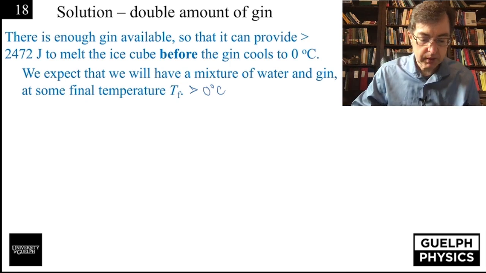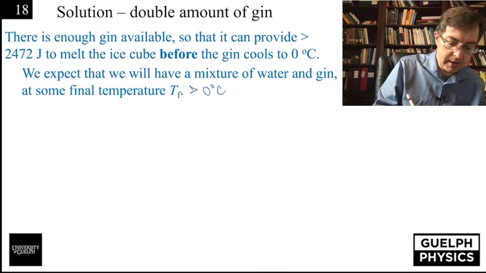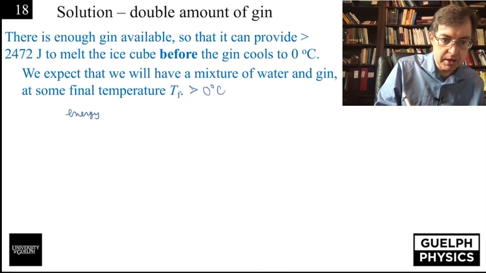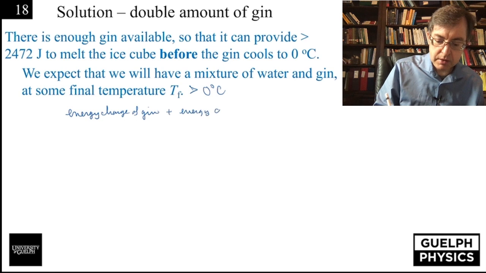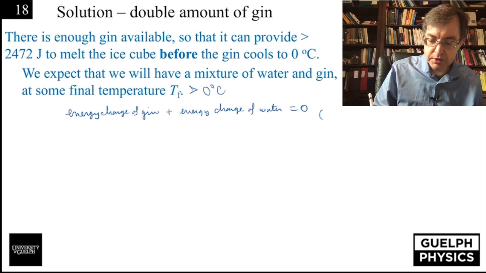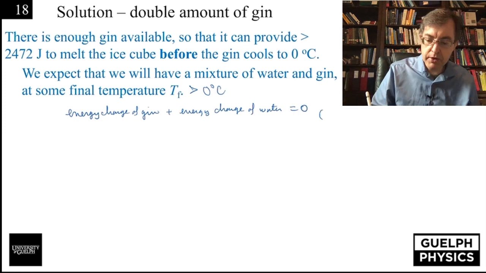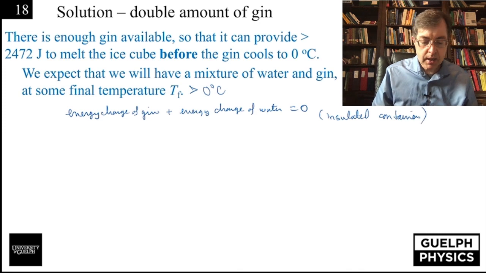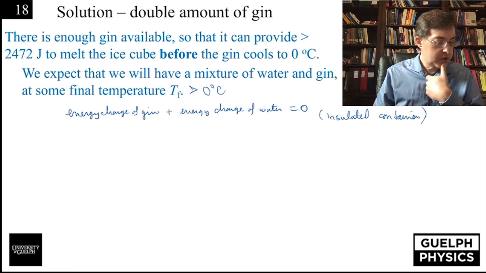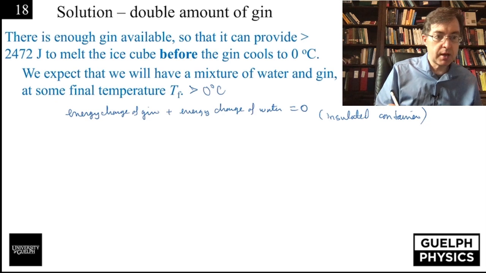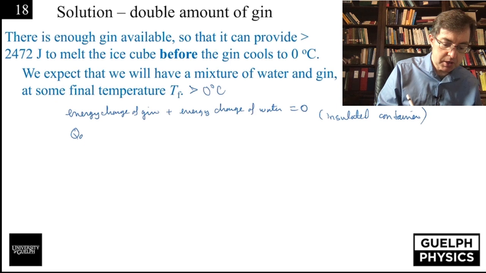Okay, so how do we do this problem? Well, we have to say then that the gin is losing energy, and so the energy change of the gin plus the energy change of the water is equal to 0, and it's equal to 0 because there's no net energy change of the gin and the water because we're in an insulated container. So there's no energy escaping.